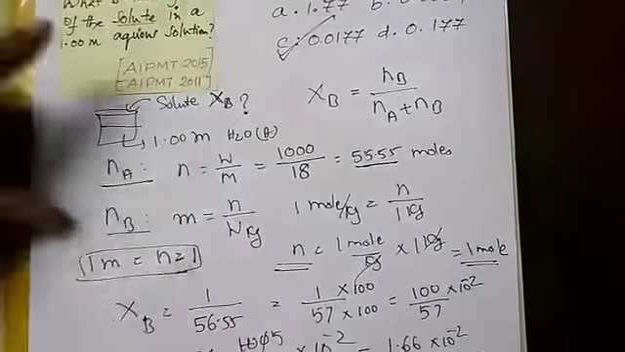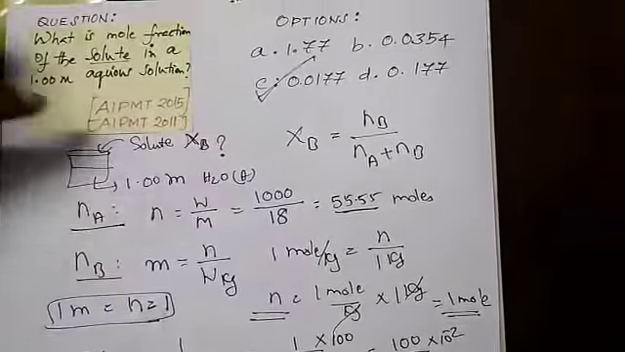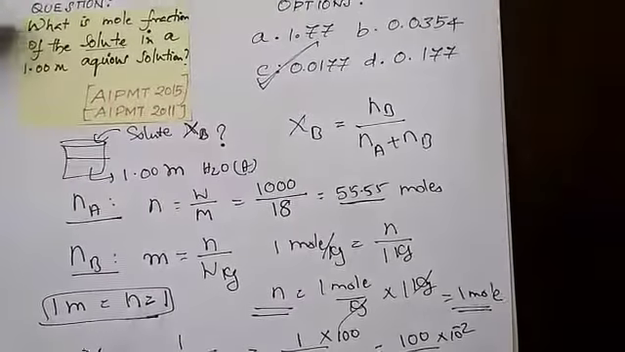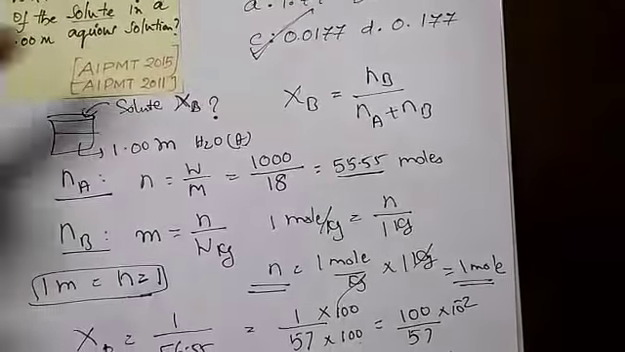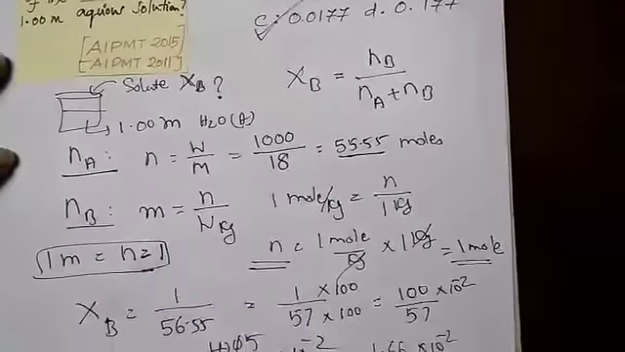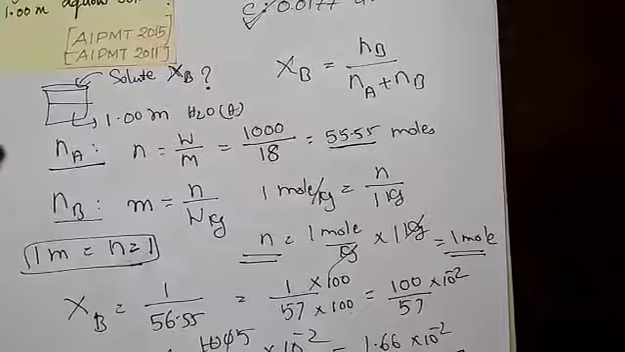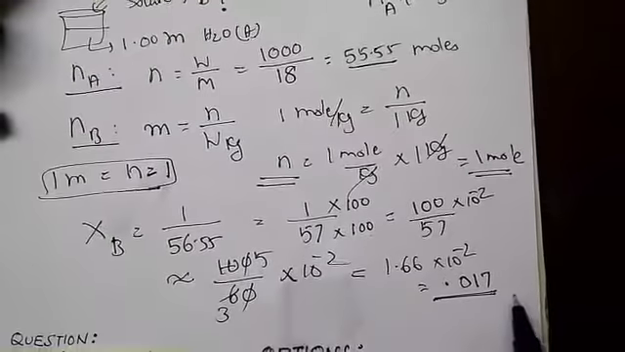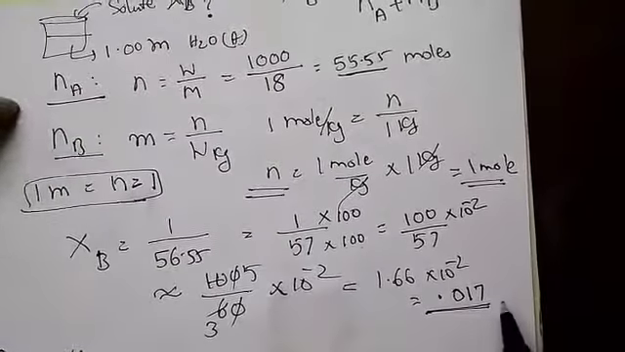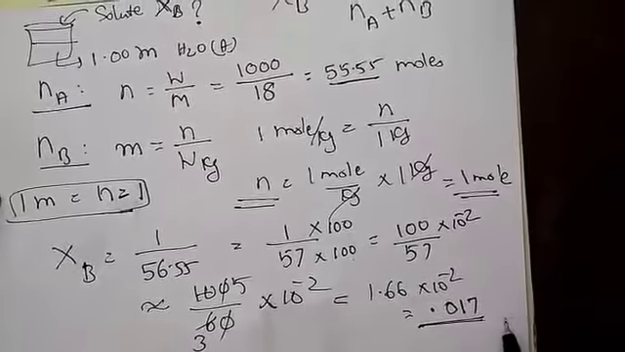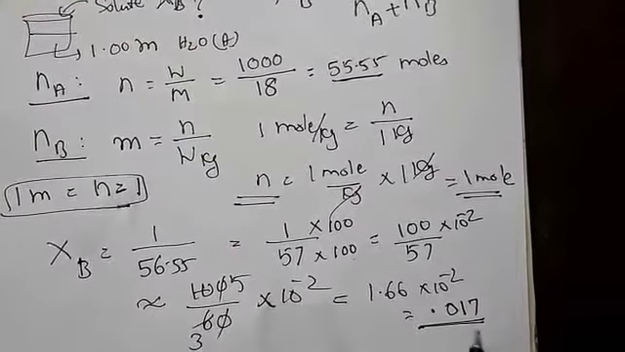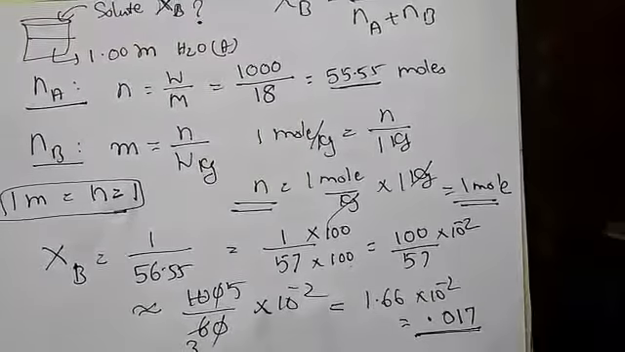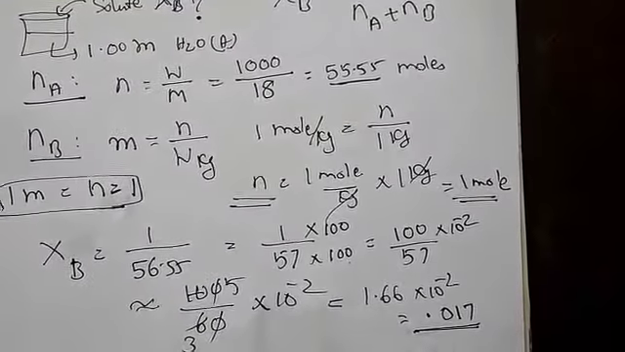Before concluding, sometimes, as I already told, we can expect this question in 2020. Instead of the solute they can ask for the solvent also. If it is the solvent, the solute you got here as 0.017, you subtract this from 1, because in a binary solution the total mole fraction is 1. So 1 minus this is equal to the mole fraction of the solvent. So before answering, double check your question and then answer it.